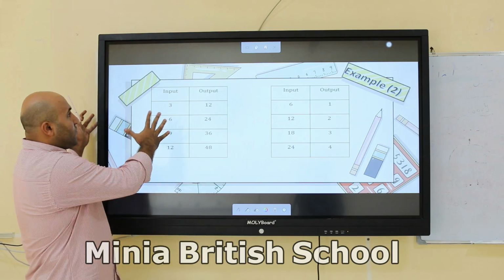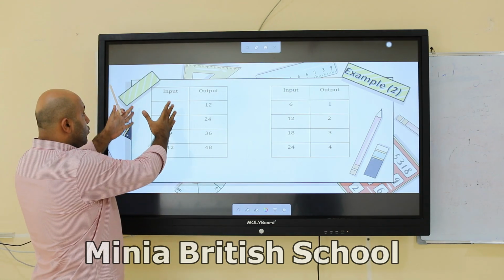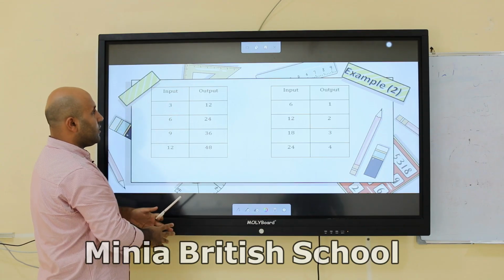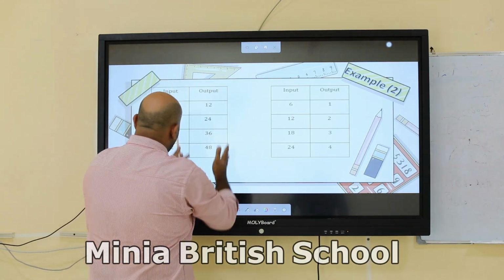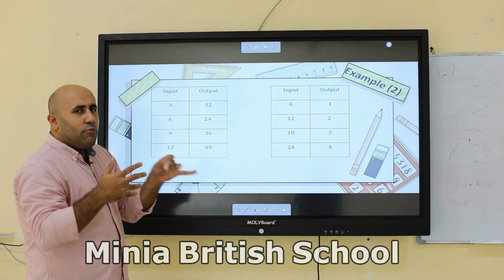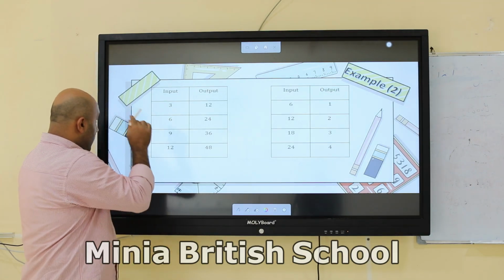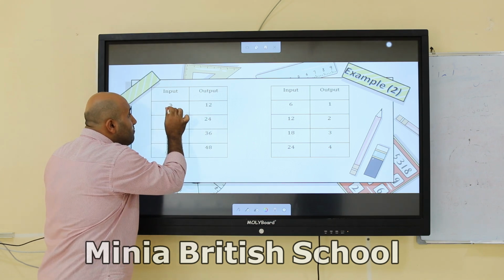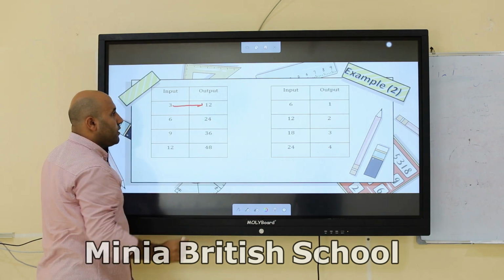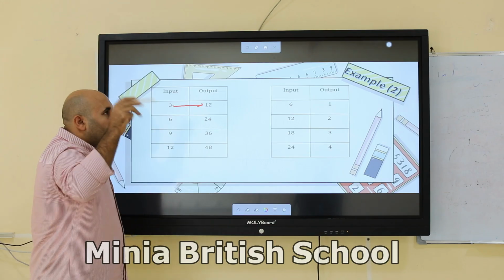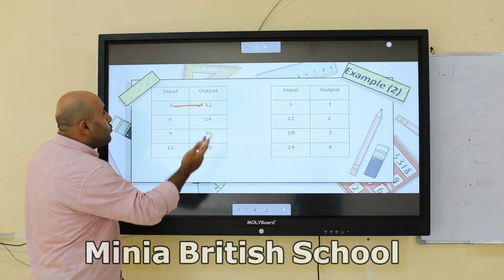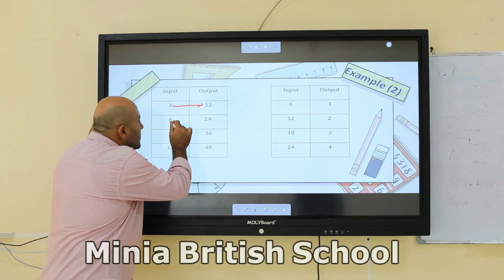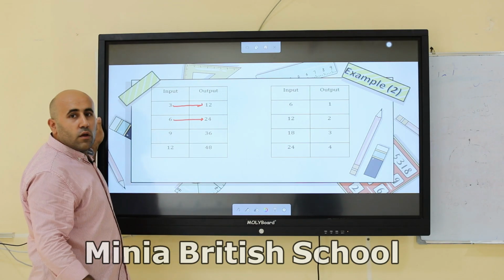Wow. I have a table with 2 columns. One column represents input and the second one represents output. How can I solve it? In the case of tables, we see the input and the output, and ask yourself, what happened to the 3 to become 12? And also what happened to the 6 to become 24?